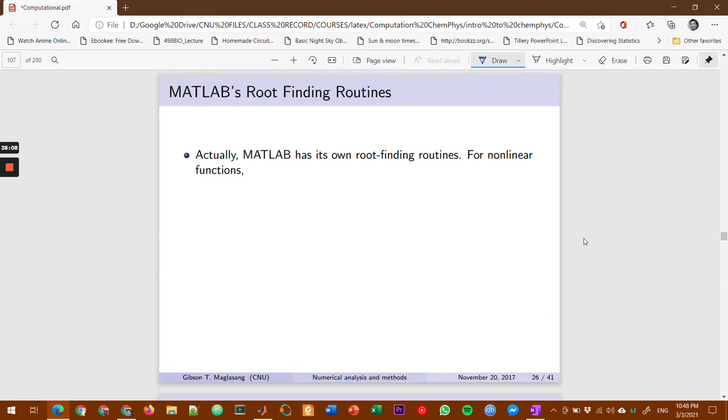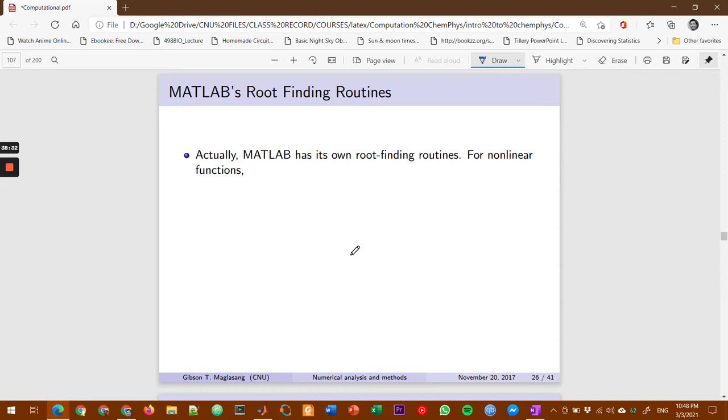Okay, next is, actually MATLAB has its own root finding routines for nonlinear functions. And the method it uses is kind of similar to, let's say, Newton-Raphson or the bisection method. It could be another method. The idea is that it gets the roots, or the solution, of your equation.